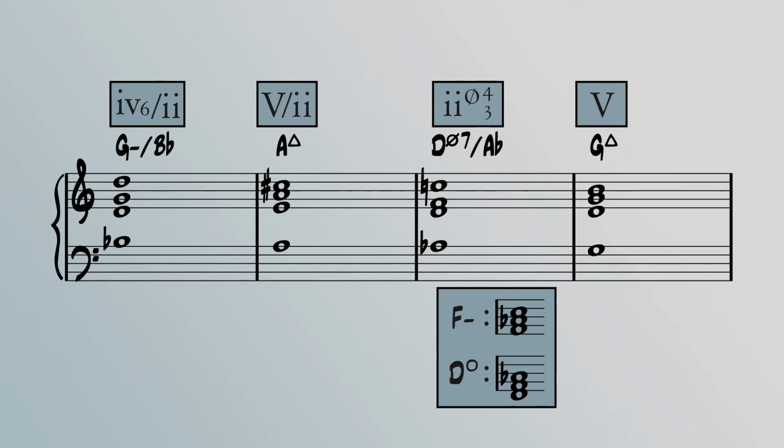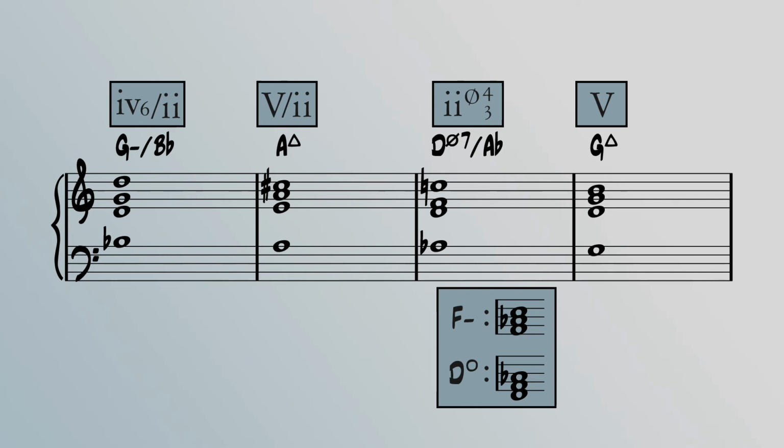And even though D diminished might not be the expected resolution of A major, it is still the predominant 2 chord of the parallel minor mode. And in this context, the end goal is developing the resolution of G major to C major, so we can also consider that A major is not only a secondary dominant of D minor, but is a secondary dominant of the predominant function. And with this in mind, we can even think of it being a functional substitution in that we're swapping out one predominant chord for another.